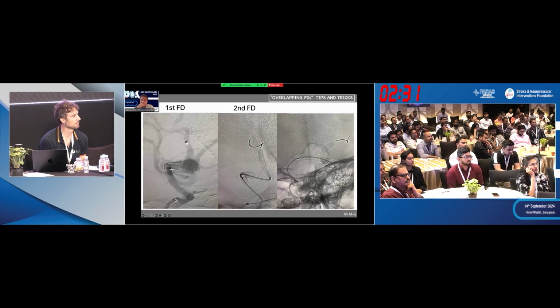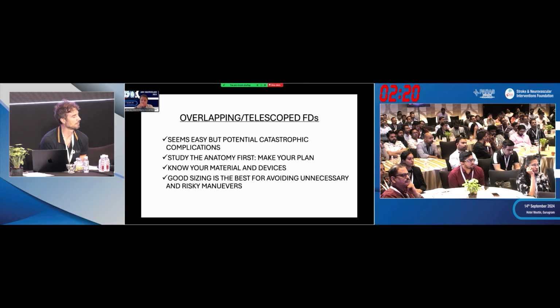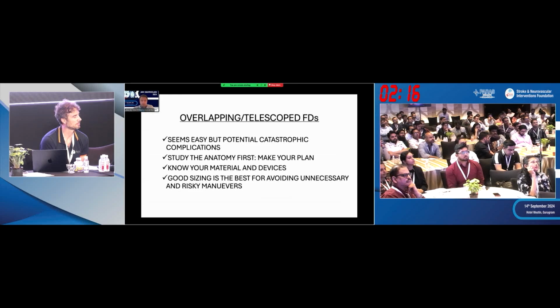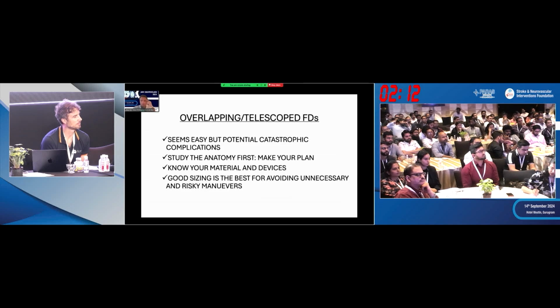So this is the nice way to do that. And this is the technique that we use. We placed the first flow diameter, and then we navigated the Phenom 27, and we placed the second flow diameter and did the full reconstruction with this proximal to distal maneuver. So we are finishing here. Overlapping and telescoping seems easy, but potential catastrophic complications are related.